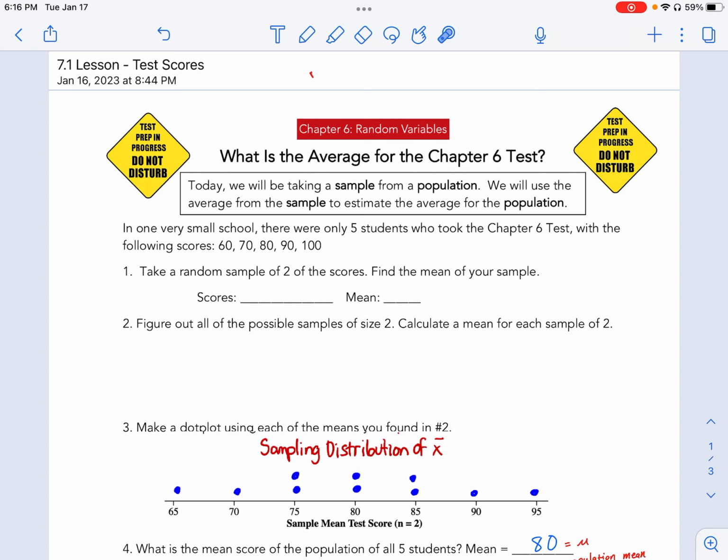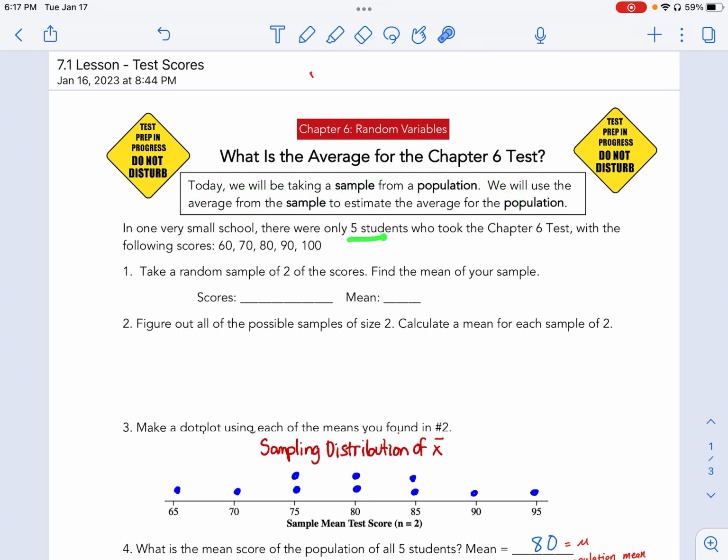And today, if I was in school, but I'm not, we would be doing this as an activity. So I'm just going to walk you through it. We're going to be taking a sample from the population of my classes and their Chapter 6 test scores. We're going to use the average from the sample to estimate the average for the population. And this is really the idea moving forward, a big idea in stats, I should say. You can never really survey or take the entire population, or there are many situations where you can't in real life. So you have to get the average from a sample and project it onto the population.